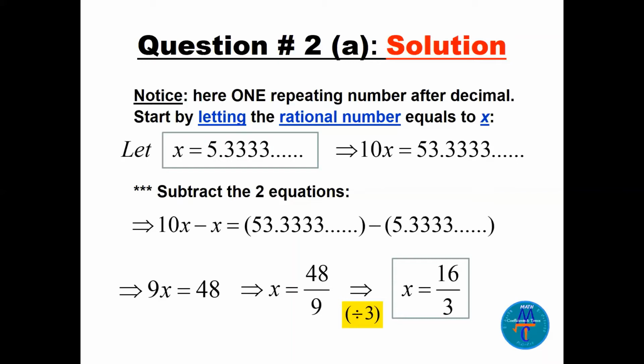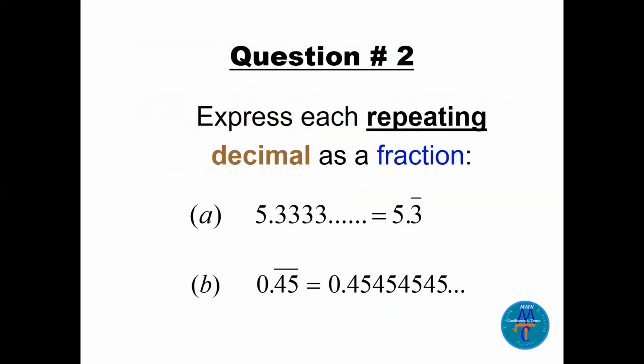Just simplify it. Always you have to simplify it. Divide by 3 up and down, you get 16 over 3. This is the fraction we need. I think it's interesting here to check the other number. You can try now 0.45454545.